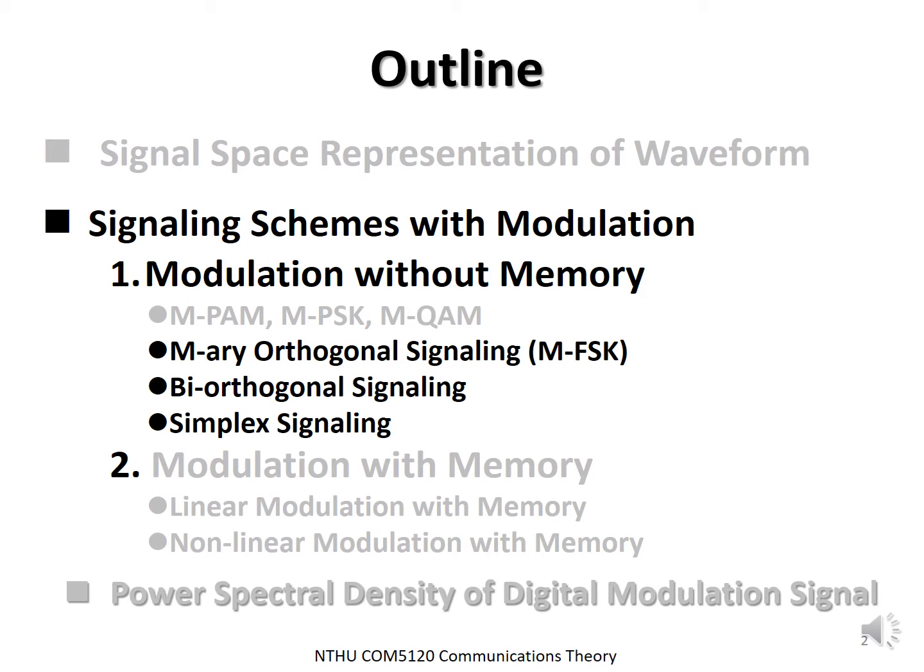Also in the previous lecture, we discussed three different kinds of memoryless modulations: PAM, which is modulation with amplitude, PSK, which is modulation with phase, and QAM, which is quadrature amplitude modulation. And we discussed how to find the basis and signal space for PAM, PSK, and QAM.